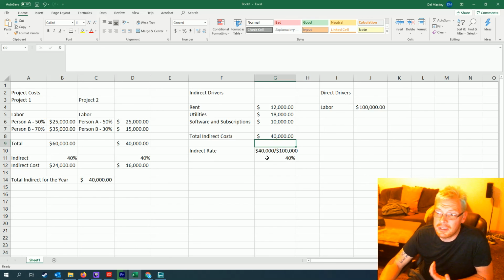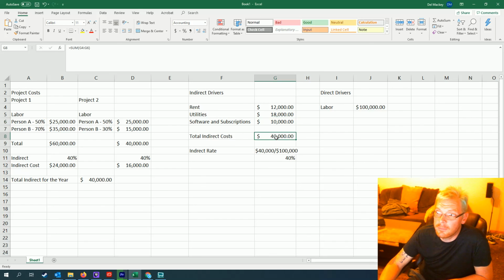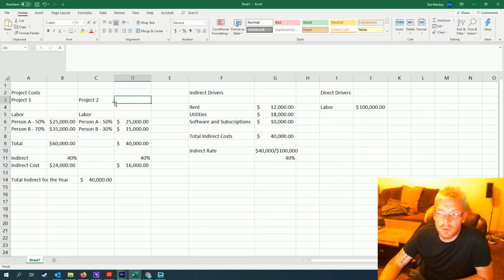Now to get your rate, you take your indirect cost and divide it by your direct cost, and you get 40%. So that means that when you add up all of your indirect costs, including things like rent, utilities, software, you get $40,000, and your only direct costs are labor. So let's say you have two projects, project one and project two.